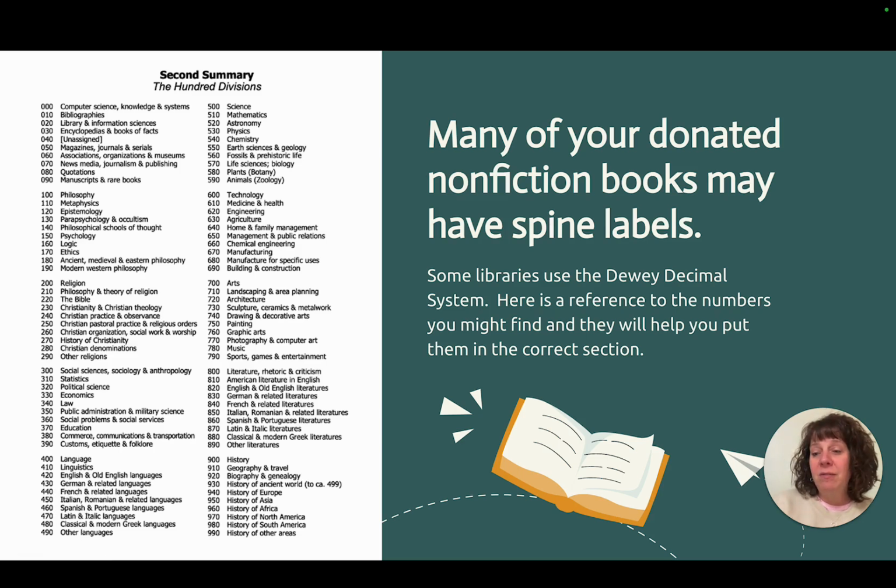Now, if you find one that's in the 590 to 599, those are books about animals. And so that would be in the science section. Maybe you're reading something about psychology, the study of the mind. And psychology is in the 150 to 159. So if that number is on that book, then that would go in the psychology section. So this reference sheet is going to be extremely helpful in maybe helping you categorize where to put different books in the library.